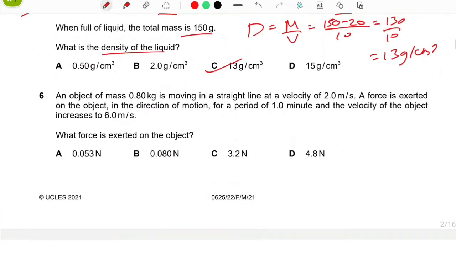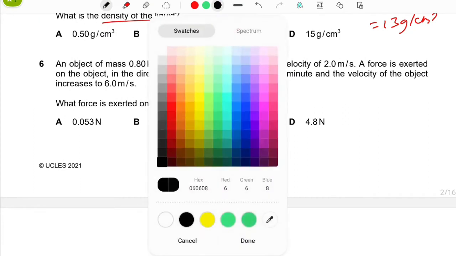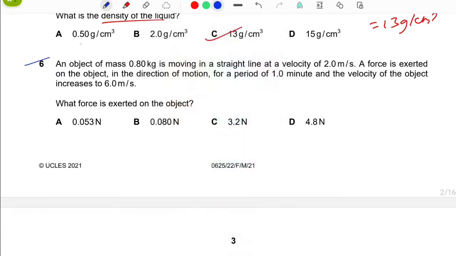So now let's move to the next question. An object of mass 0.8 kg is moving in a straight line at a velocity of 2 meter per second. A force is exerted on the object. If the force is exerted on the object, then the object will definitely accelerate in the direction of the motion. If the force were in the opposite direction of the motion, it would be decelerating, but they have applied the force in the direction of motion, so it will be accelerating for a period of 1 minute, and the velocity of the object increases to 6 meters per second.